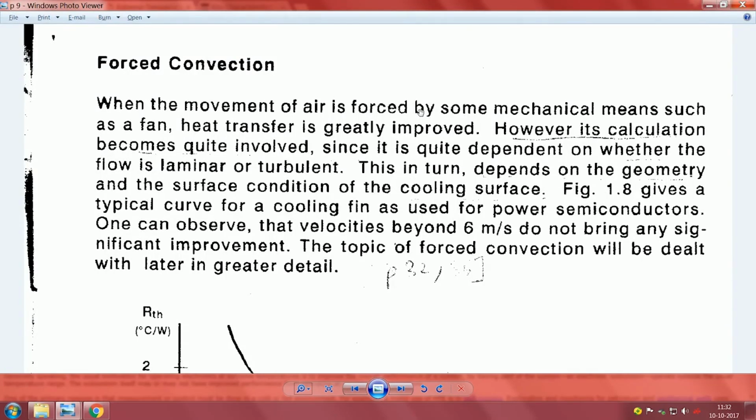At this point, we come to why not have turbulent and forced convection. To make it very, very simple, this whole thing has been put in a small graph. When the movement of air is forced by some mechanical means such as a fan, heat transfer is greatly improved. Its calculation becomes involved. Why is it mentioned that the calculation becomes involved? Because it is dependent on whether the flow is laminar or turbulent, which in turn depends on the geometry and the surface condition of the surface.